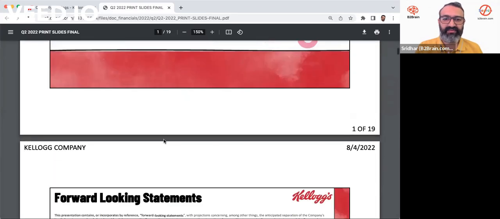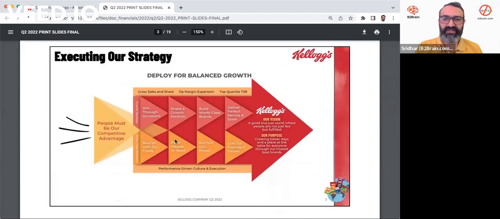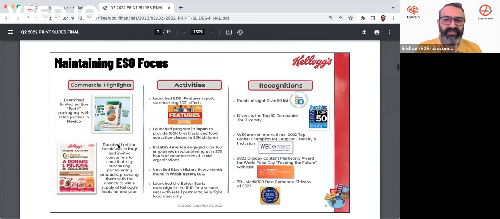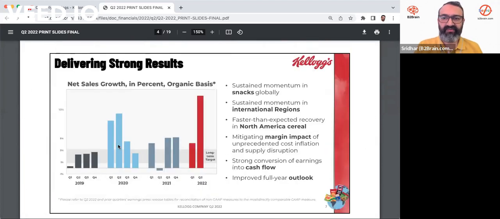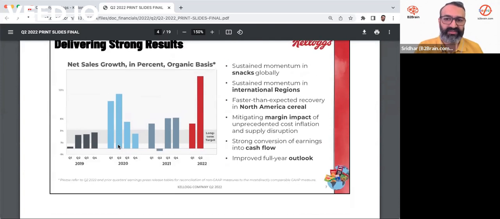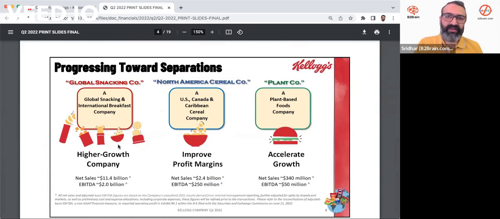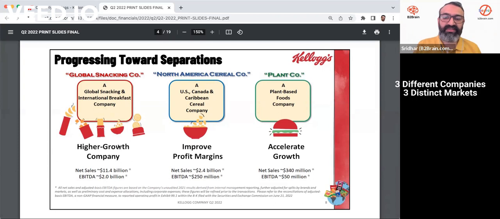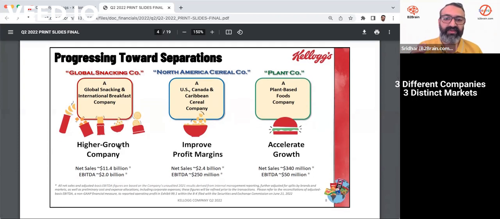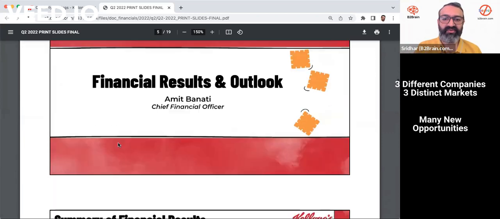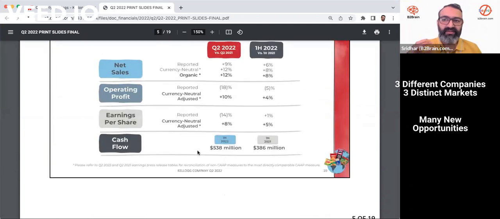A quick glance will tell you that the company is undergoing some pretty significant changes in executing their strategy after having been impacted due to the pandemic, as well as a few other events that took place in the company. They've had challenges with improving margins. They've had challenges with wanting to build out the business in a manner that's optimal for the different markets. So they are going ahead and making it into 3 different companies, each focused on a specific market. One for the global snacking and international breakfast, another only for North American cereal, and the third for plant-based foods. So this is a big strategic move by the company, which is very important because it opens up different kinds of opportunities from each of these businesses going forward. Yeah, so that's the big picture, or the 30,000 feet.